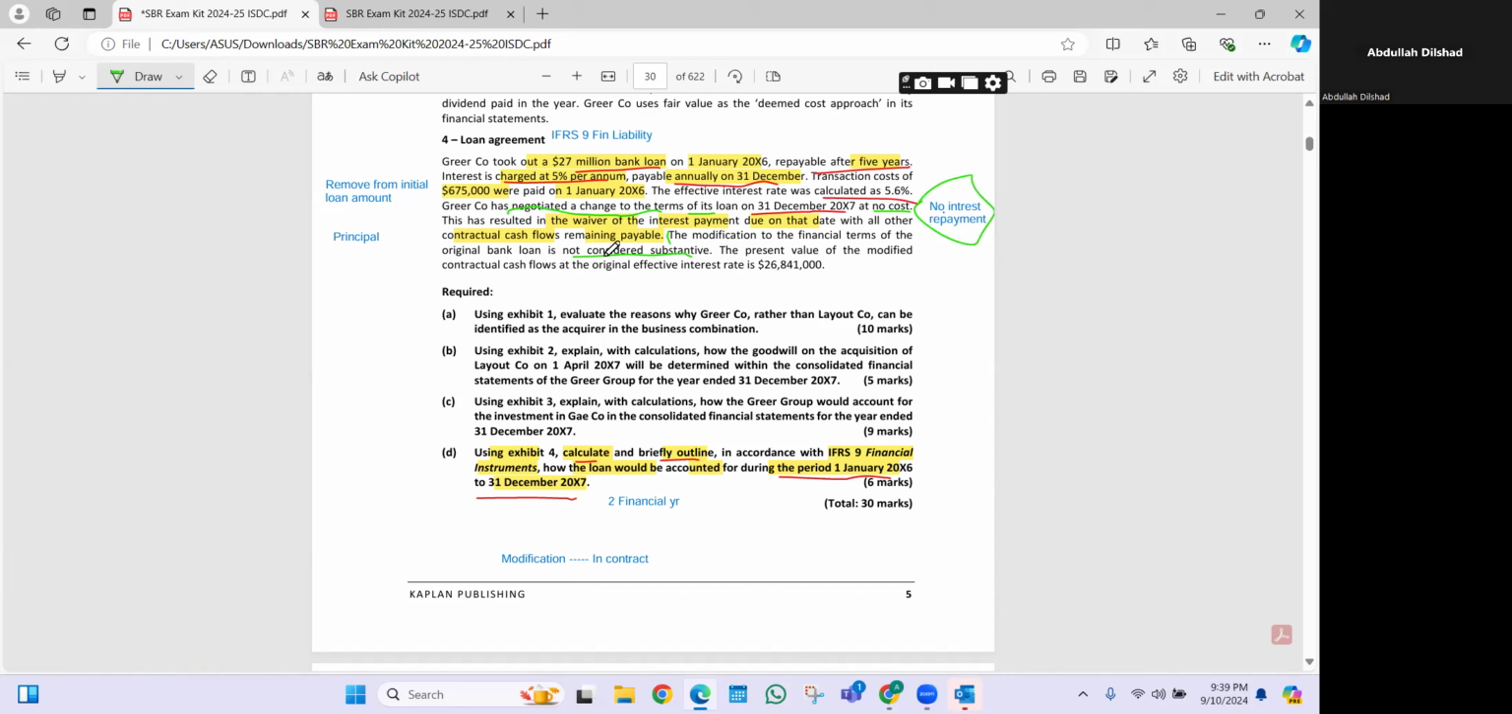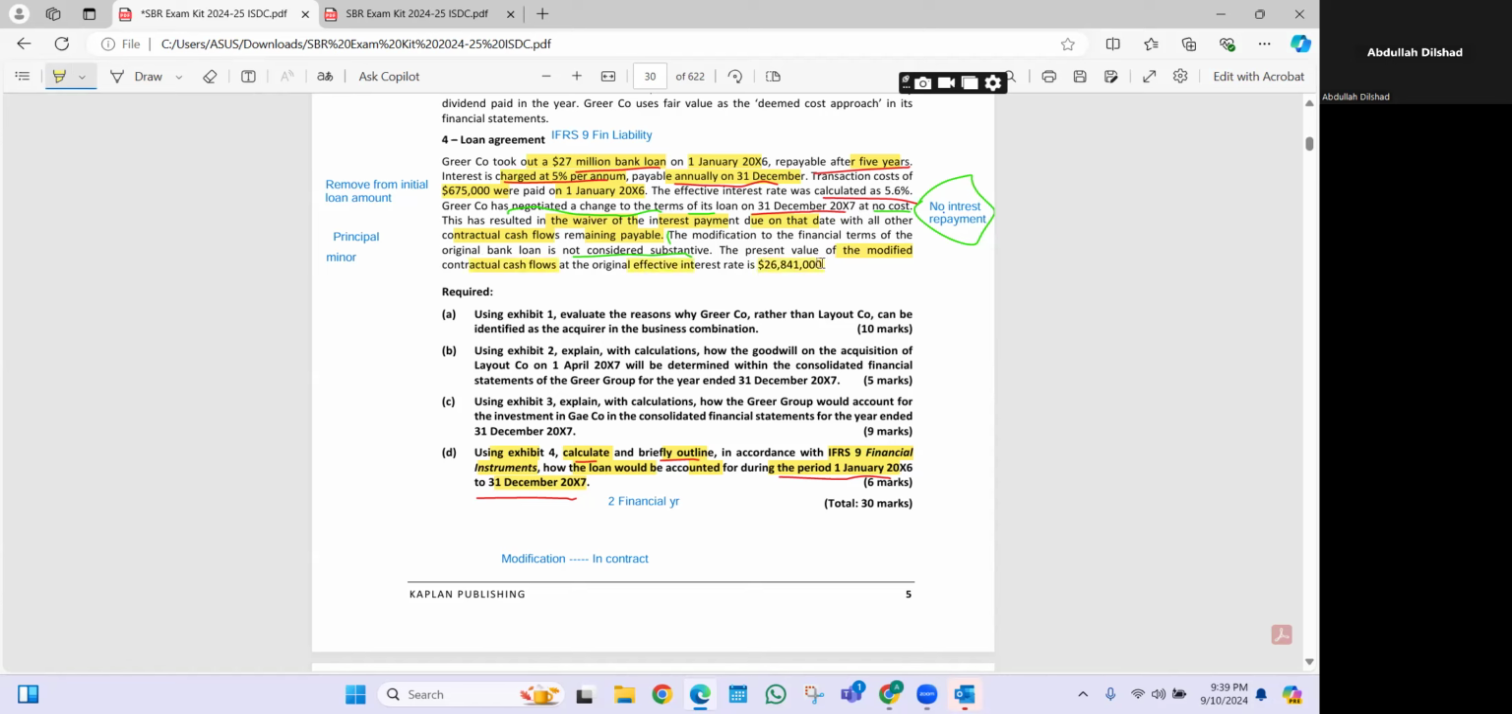And that impact was not major, it is a minor impact, right? Simply consider it as a minor impact, okay, for now. Fine. The present value of the modified contractual cash flows at the original effective rate is 26,841.